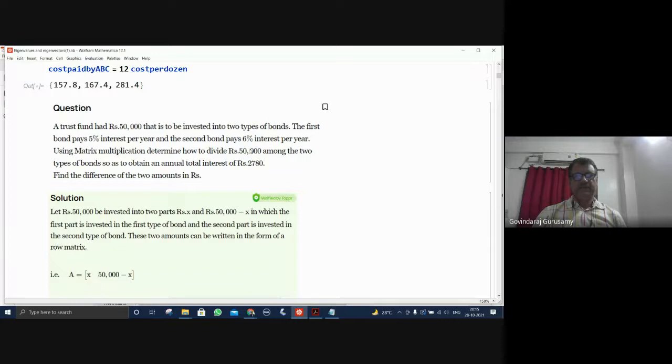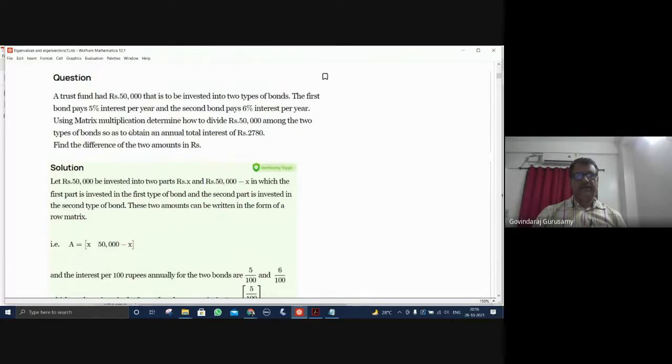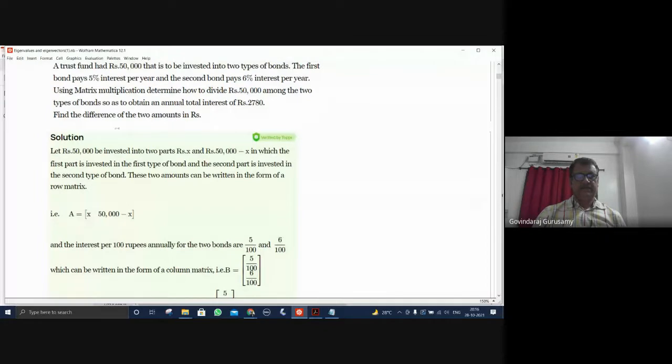But what kind of division should be done so that this would be your so-called total annual interest? And this 5%, 6% is a variable number. It can be varied depending on the bond type which you buy. Correspondingly, the division of this 50,000 should be done. And this is also interesting to look at in terms of matrices.